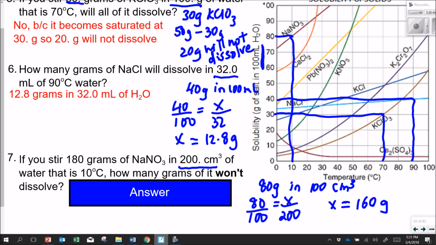And I'm not finished. It's asking me how many will not dissolve. So 160 will dissolve. So if I have 180, I will do 180 minus 160, and I get 20 grams will not dissolve.